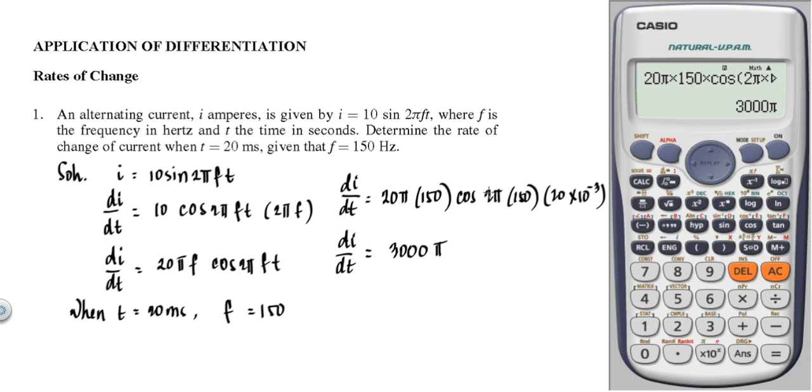Mag-iiba ang sagot nyo kapag naka-degree. So, ito ay naka-radian. So, 2 pi. Radian yan, no? Okay. So, we have, what is the unit? The unit of current is ampere or A, and the unit of time is in seconds or S. So ampere per second. So this is your answer. Yes, madali lang.